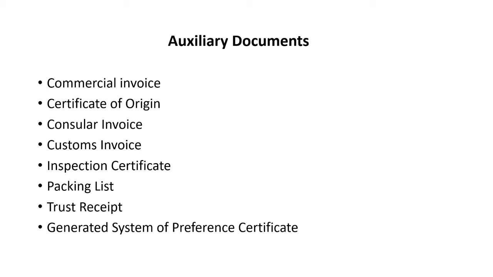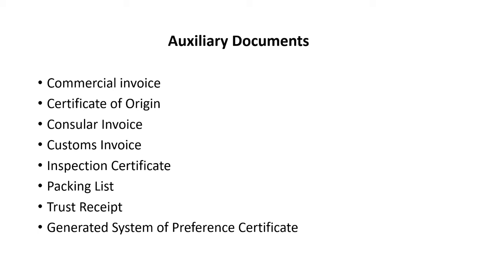Next document is customs invoice. Certain countries like USA and Canada need customs invoices. These are forms supplied by the consular office of the respective importing country, and they should be duly filled and signed by the exporter. Next one is inspection certificate. It is needed under some contracts or by some countries.